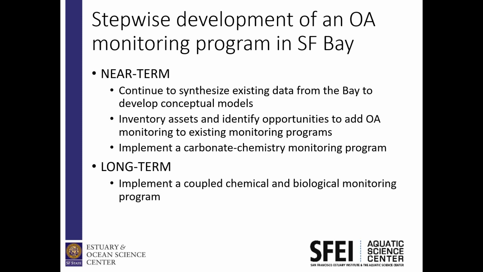So we had some logical outcomes in terms of next steps. In the short term, we're going to continue to look at the data that we have and basically look for ways that we could piggyback onto our existing monitoring assets. We identified carbonate chemistry monitoring as our first step of monitoring. It's an obvious gap, and we think it can be piggybacked onto some of the nutrient monitoring that's already happening.